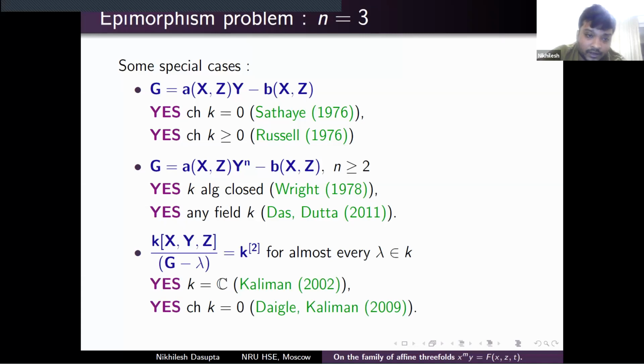And a little bit, maybe not of a special form, but this is a result related to proving something is a variable in C^3. This is the result by Shulim Kaliman from 2002, that if for almost every lambda in K, the translates of G, that if you go mod G minus lambda, they are planes, then this G is a variable. This was a first proof for complex numbers, and using the Lefschetz principle, it was extended to any field of characteristic 0 by Daigle and Kaliman in 2009.